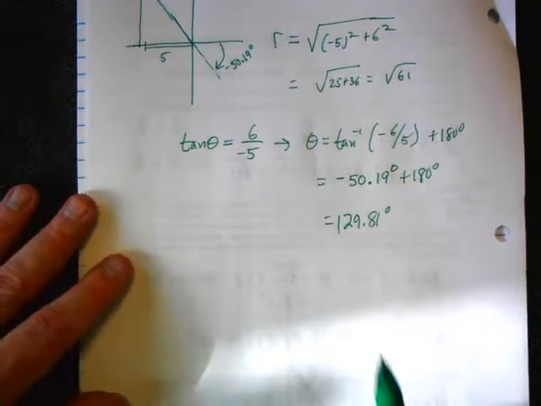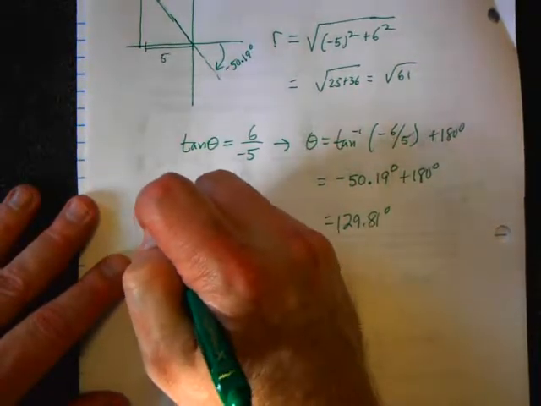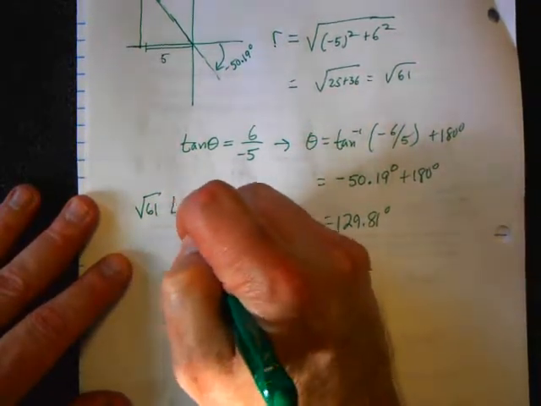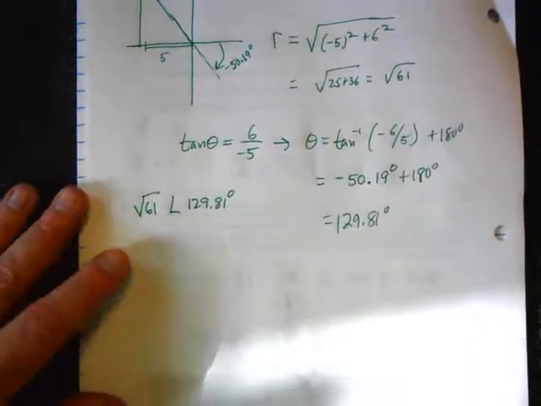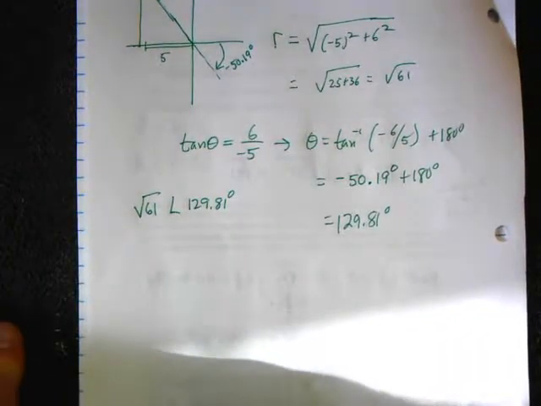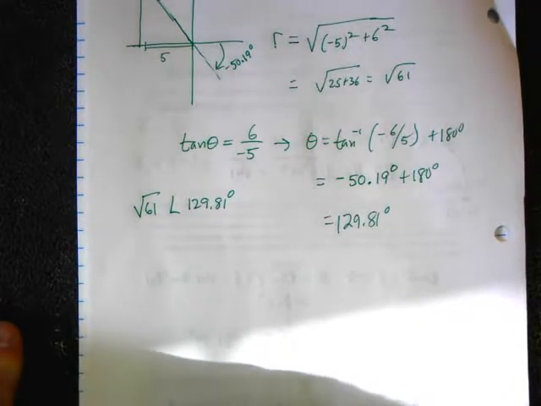All right, so our answer in polar form would be square root of 61, 129.81 degrees. Questions on that?